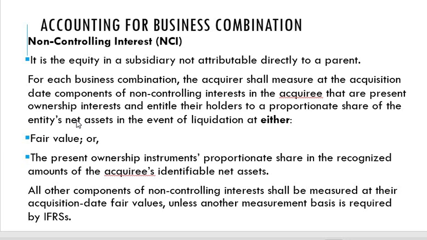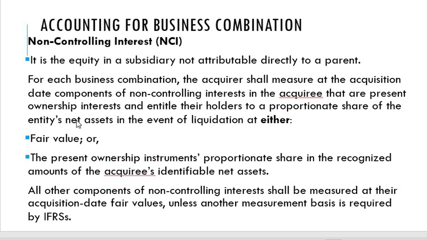However, if it's less than 100% but more than half of the voting power, there is a presence of a non-controlling interest. Say for example, the parent acquired 80% of the outstanding shares of the subsidiary. So the controlling interest is only 80%. So there is a 20% non-controlling interest.